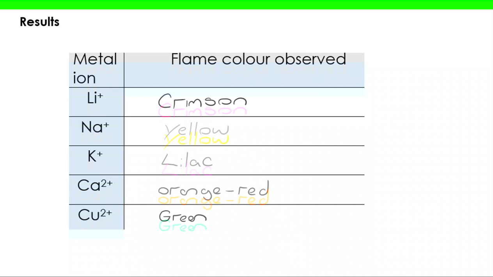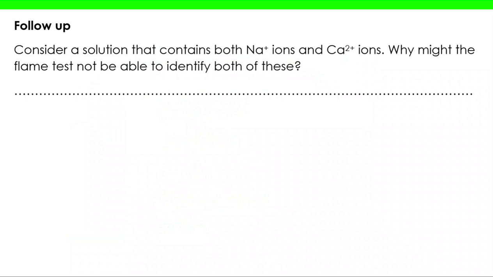So remember, you have to know how you carry the test out, and you need to remember the specific colours for the specific metal ions that have been provided. Why might there be a problem if it might be sodium ions, it might be calcium ions? Why might the flame test not help us to identify? Certainly if there's a mixture.